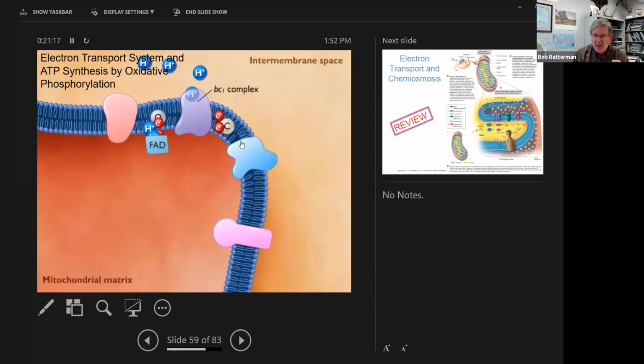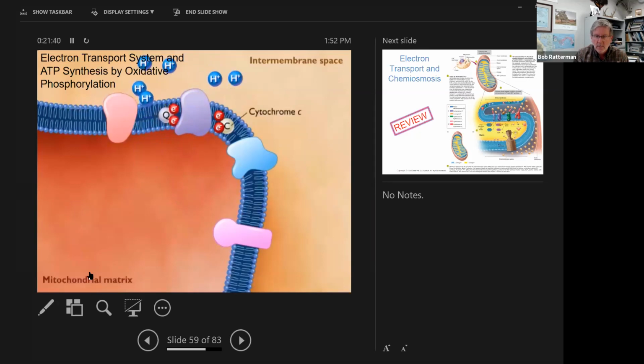And those electrons will combine with oxygen and hydrogen to make water. You'll see that. But notice that as these electrons are getting passed through these various other proteins, you see the pumping out of the hydrogen ions into this intermembrane space.